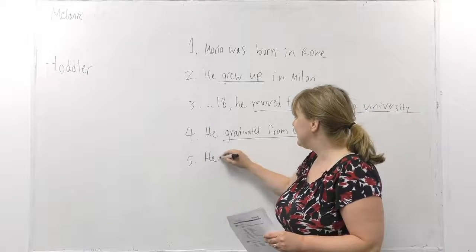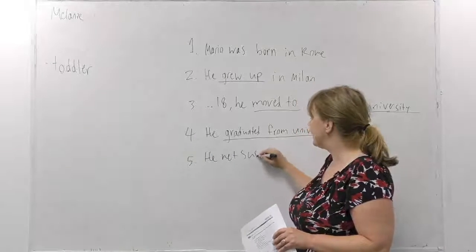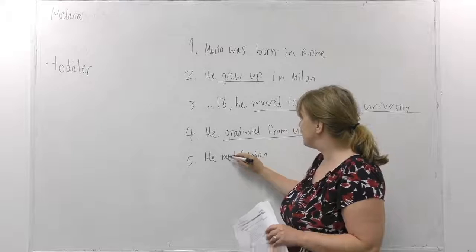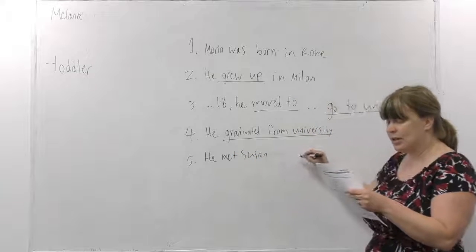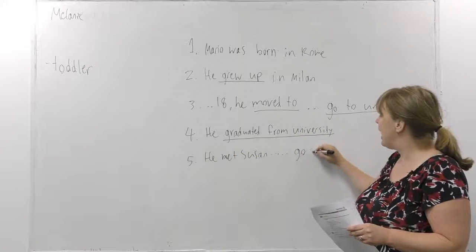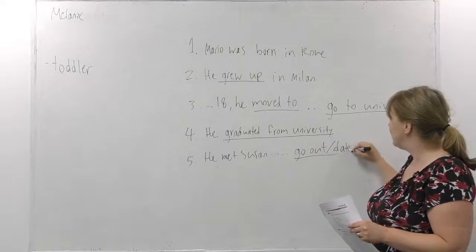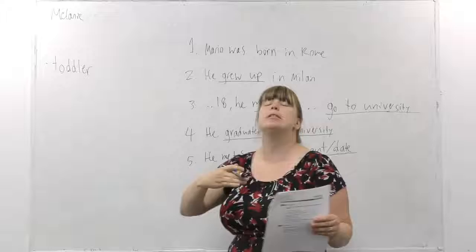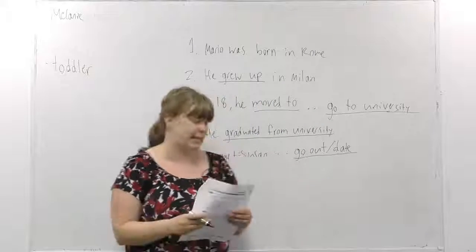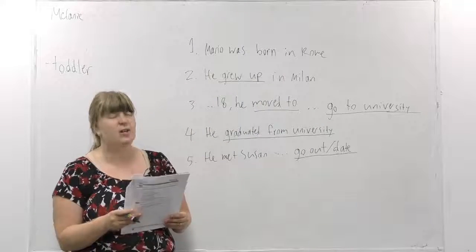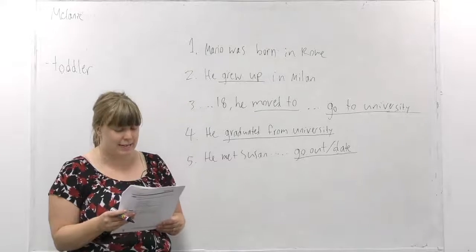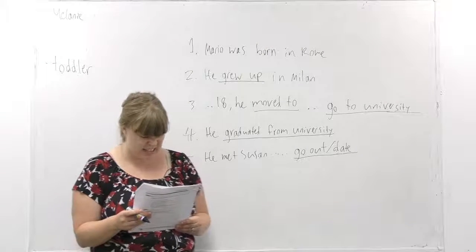So he met Susan, a nice, lovely lady. Maybe she's from London herself. And they started to go out. That also means to date. So to go out or to date means you start seeing someone romantically. So they started to go out. They started to date. Okay.